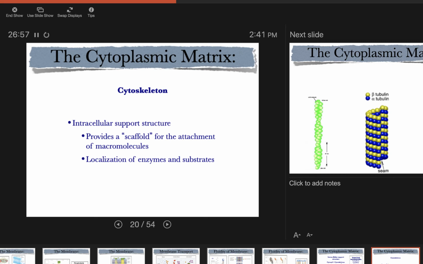Some of the things that it does is it's a scaffold for the attachment of macromolecules. We'll look at that in a second. But molecules attach to it in order to affect cellular processes. It's also been shown that it's a site of localization for enzymes and substrates. When they first started characterizing the cytoskeleton, they realized, for example, glycolytic enzymes arrange themselves along the cytoskeleton to improve the efficiency of glycolysis.